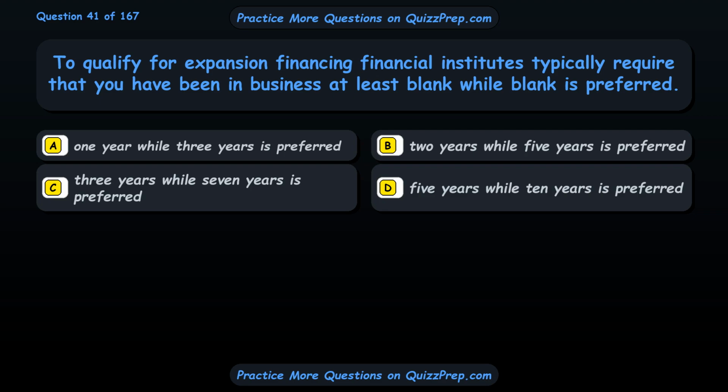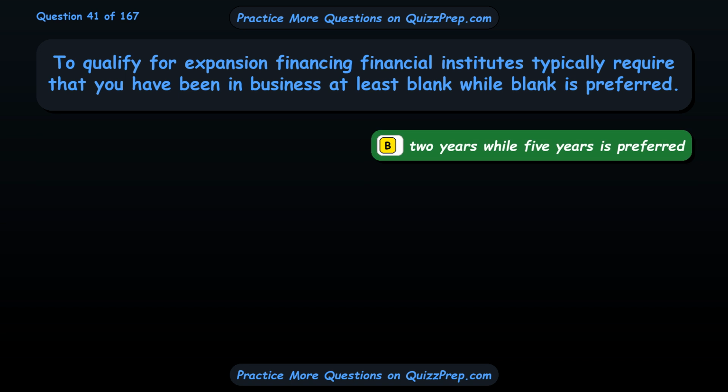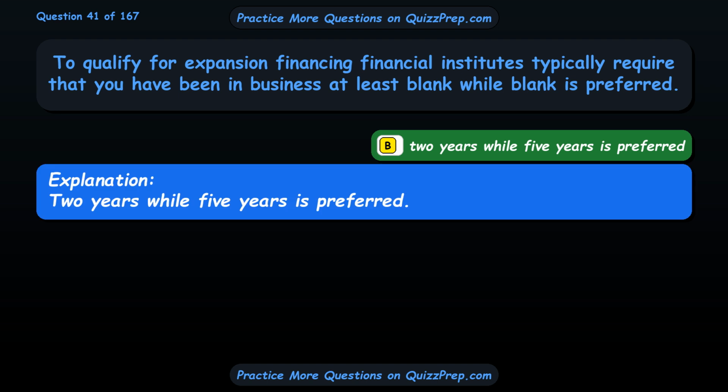Question 41. To qualify for expansion financing, financial institutes typically require that you have been in business at least blank while blank is preferred. Option A, 1 year while 3 years is preferred. Option B, 2 years while 5 years is preferred. Option C, 3 years while 7 years is preferred. Option D, 5 years while 10 years is preferred. The correct answer is option B, 2 years while 5 years is preferred.